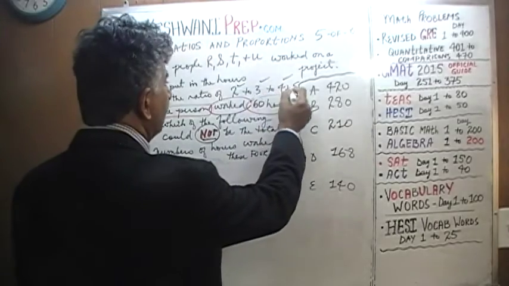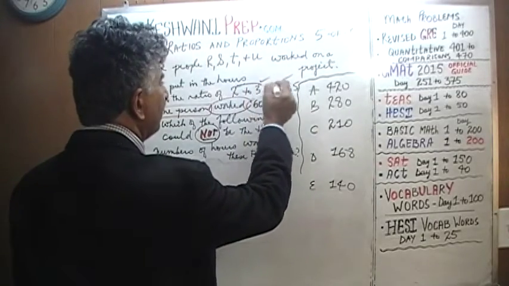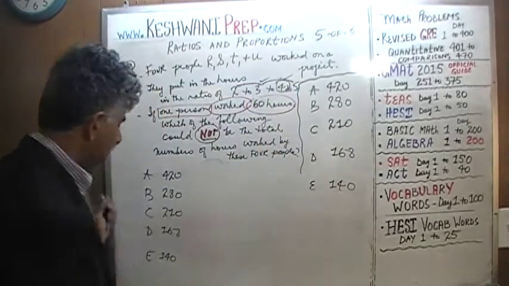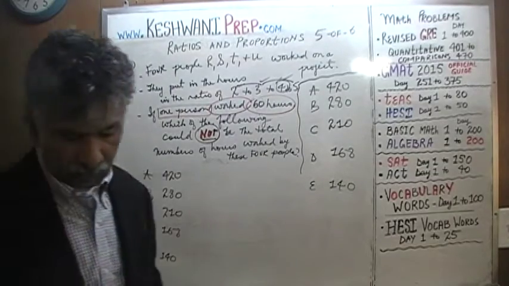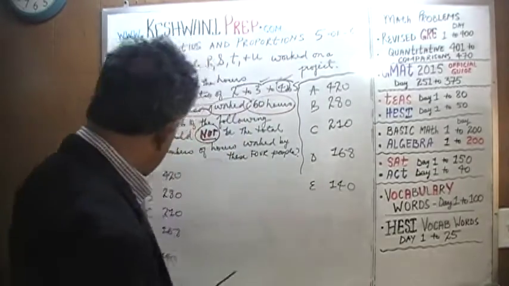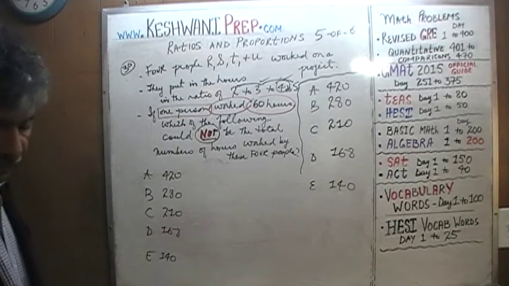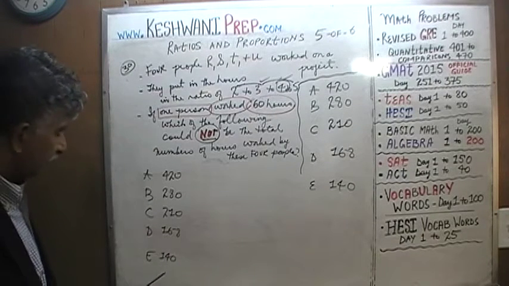2 to 3 to 4 to 5. 2 plus 3 is 5, 5 plus 5 is 10, 10 plus 4 is 14. So it's 14. The total parts are 14. Is there any answer choice that is not a multiple of 14? Let's start from the bottom here. We'll start with the smallest one.